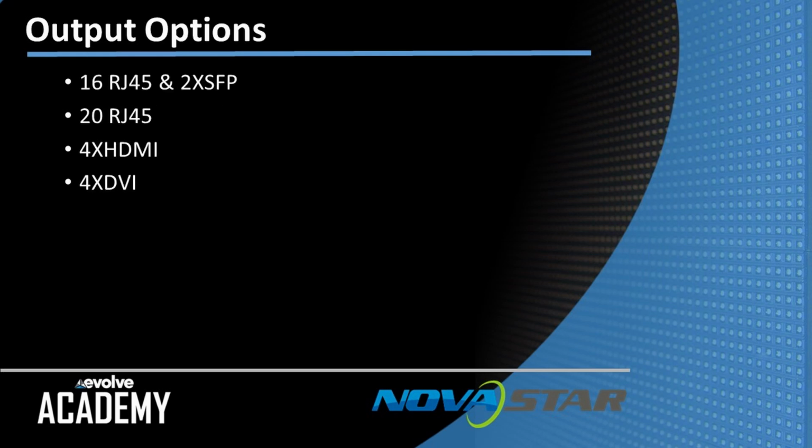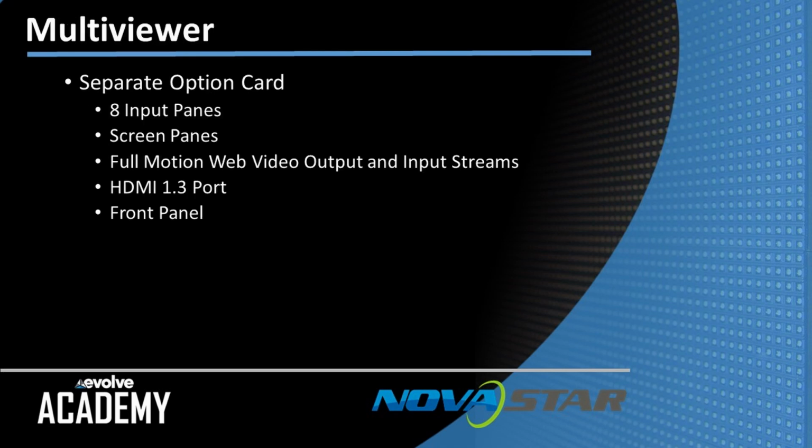Output options, these are the output cards we've already talked about, as well as HDMI and DVI outputs are coming, which means you'll be able to drive actual screens as well, downstage monitors, conference monitors, green rooms, things like that. The multi-viewer is a separate option. So if you don't need a multi-viewer, you don't have to purchase the multi-viewer card. The multi-viewer gives you the 8 input panes, the screen panes, and full motion video.